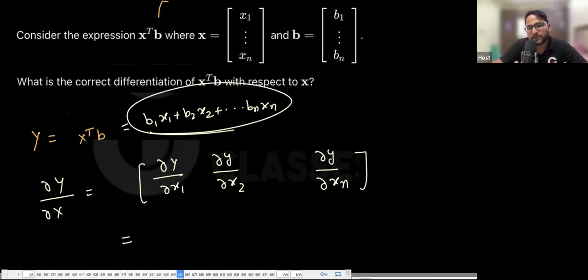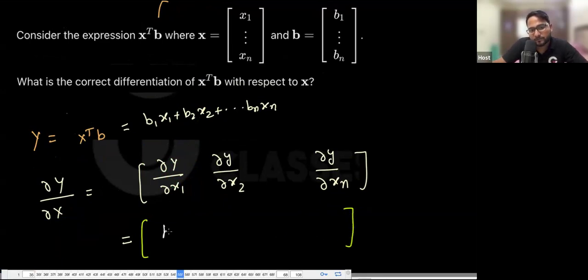If you differentiate this with respect to x1, will you get b1, b2, b3, or the summation of all of these? You get just the first number, which will be just b1. Is this okay to everyone? Partial differentiation with respect to x1 will be just b1, right? Similarly, partial differentiation with respect to x2 will be b2, and with respect to xn will be bn. If b is this, then what is this particular vector? This will be b transpose. Is this fine to everyone?